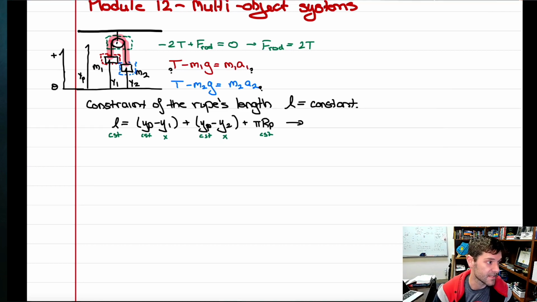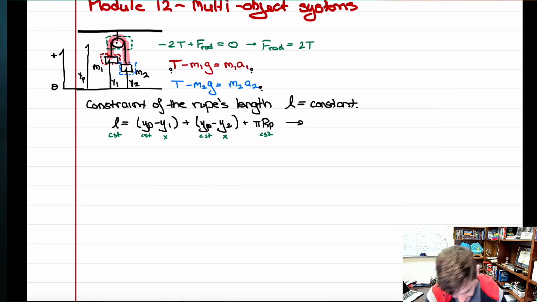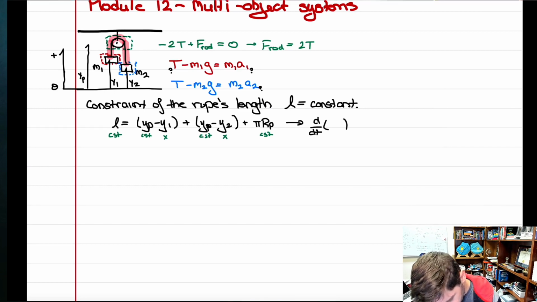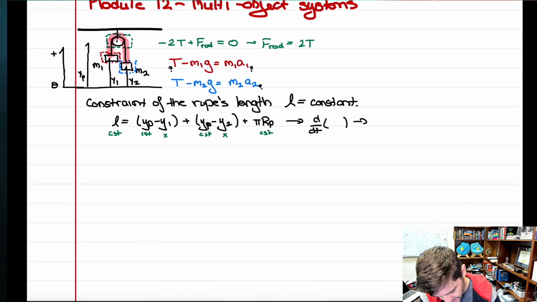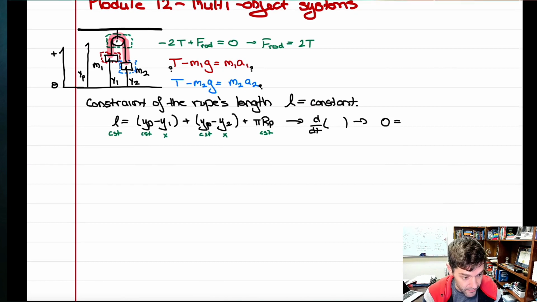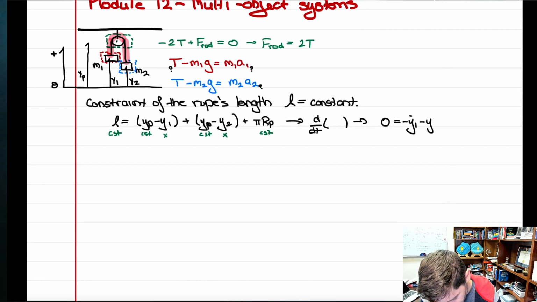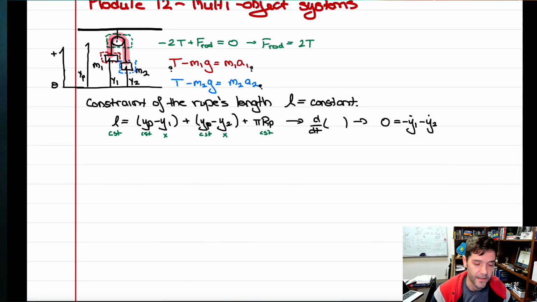Nice thing about constants is that when I take a derivative, they go away. So I could take the derivative of this entire expression with respect to time, and that would show me that the derivative of L is going to be 0. The length of the rope is not changing with time. And then I have to see, okay, y pulley is a constant, so its derivative is 0. And then it looks like it's going to be minus y1 dot, minus y2 dot. And then the rest are constants.